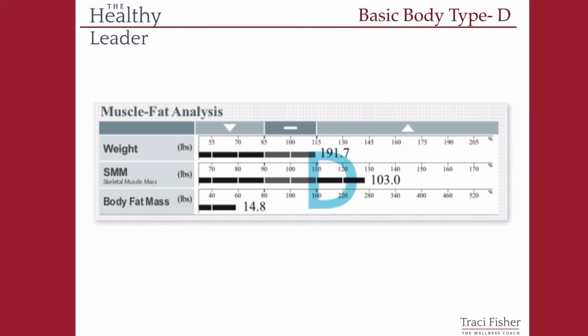And then the D-shaped person has a longer skeletal muscle mass bar than both their weight and body fat bars. So this is really indicative of an athletic body type, and it's considered to be the ideal body composition shape.